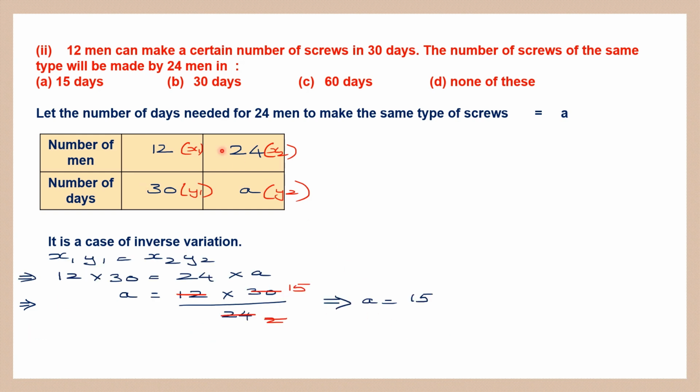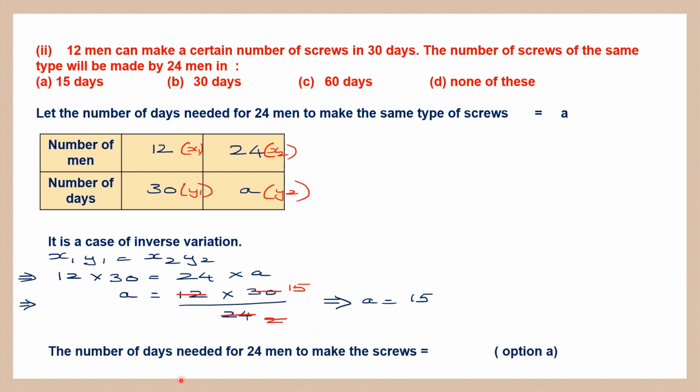And what is A? A is the number of days needed for 24 men to make the same type of screws. So the number of days needed for 24 men to make the screws is 15. So 15 days are needed. Can you see it's lesser than the previous one? 12 men took 30 days. So when 24 men were there, they finished in only 15 days.